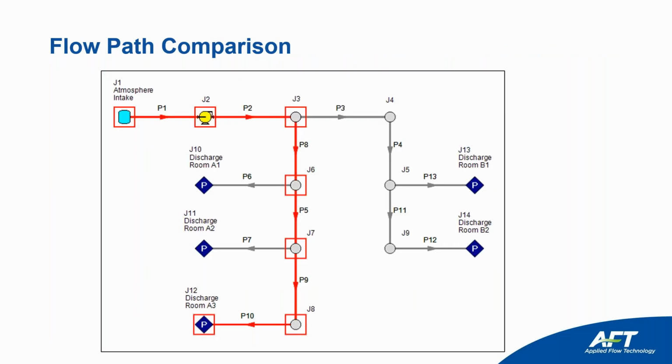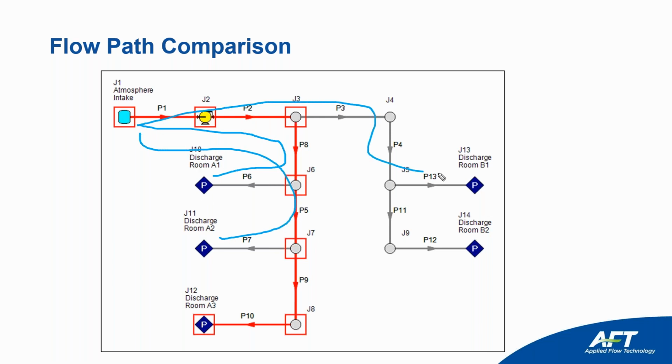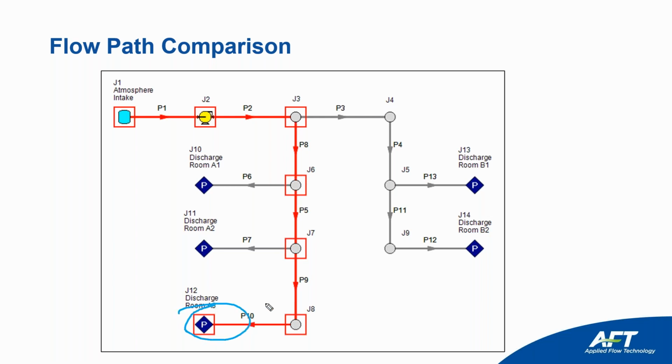All right, now let's take a look at some comparisons of a flow path. So here there are several flow paths in this system. You can go from the atmospheric intake out to each of these rooms. You can do another flow path, and another. You should look at all of those. I'm only looking at one of them, and this may or may not be the hydraulically most remote room. It kind of looked like it was, so I just went with it.